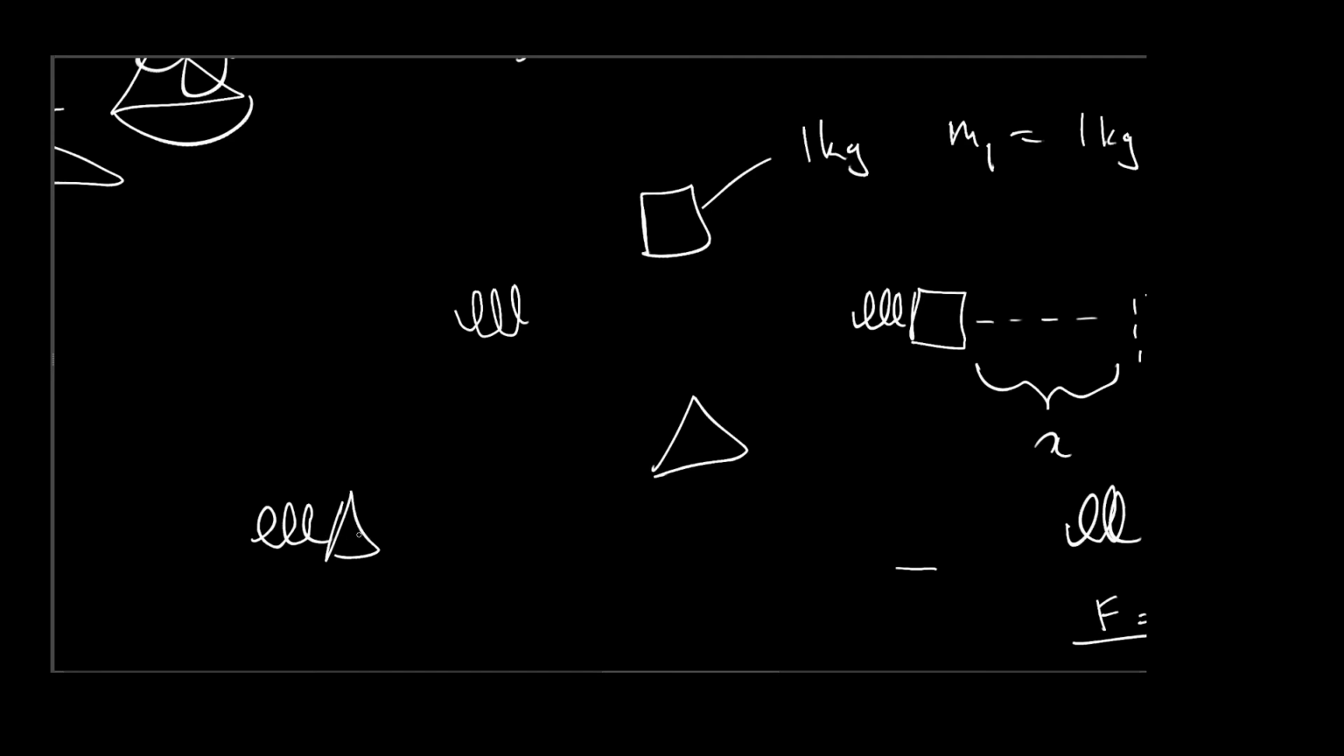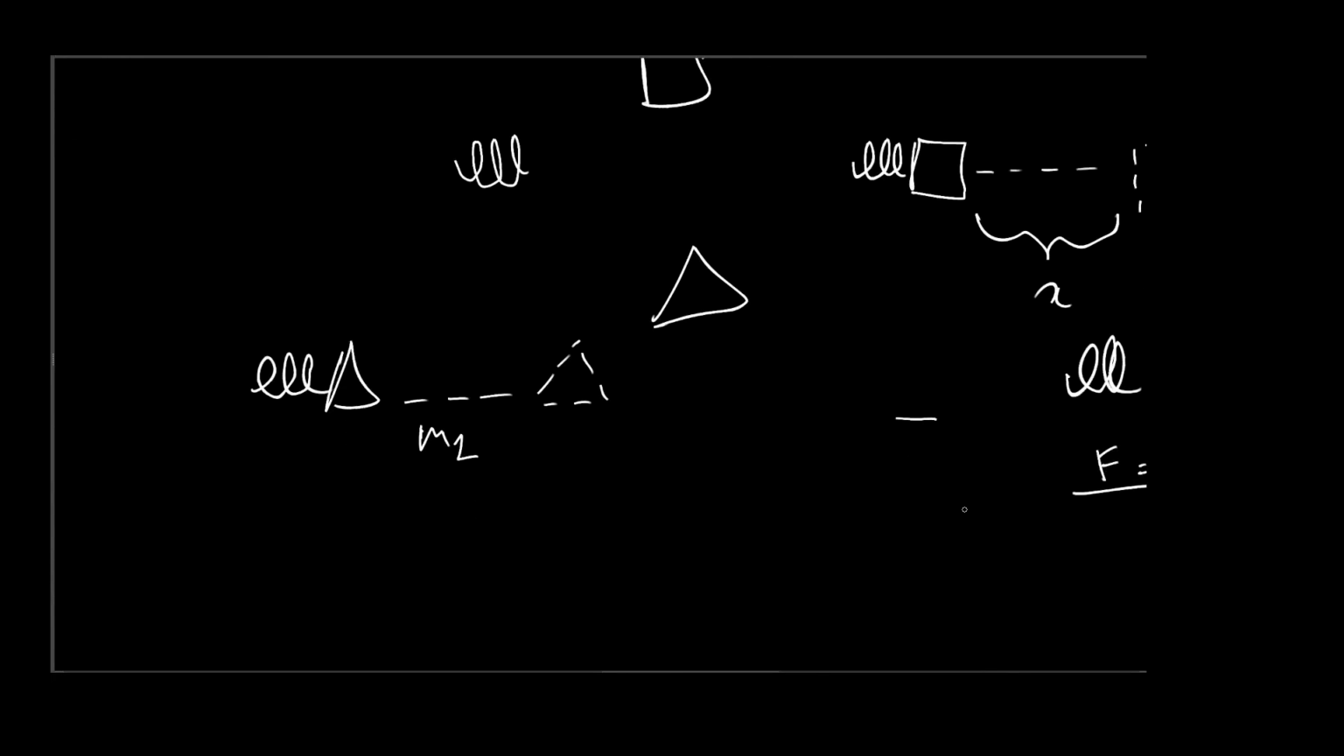Alright, so we have this M2. We're going to do the same thing. It's going to be stretched out so that M2 is in this new position. I'm going to stretch it by the same amount, X, and these two X's are the same. And then I'm going to calculate the acceleration of M2, and I'm going to end up with A2.